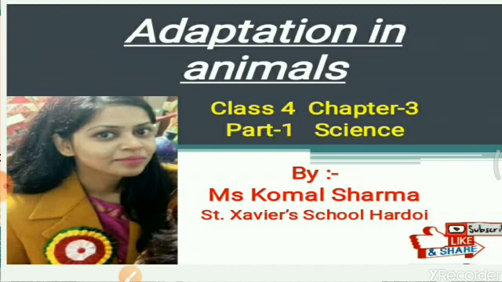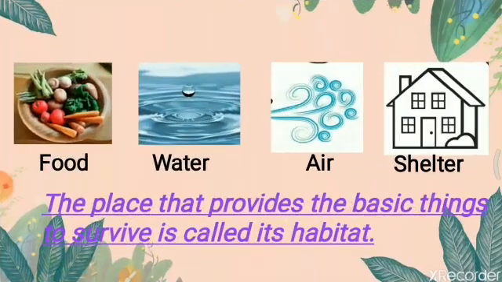So let's start. Children, think and tell me, what do we need to survive? What are the basic things that we need to survive or to live a life? Food, yes. Meher, you tell me. Water, very good. Anything else except food and water? Yes, air and shelter, very good. So, these are the basic things that we need to survive.